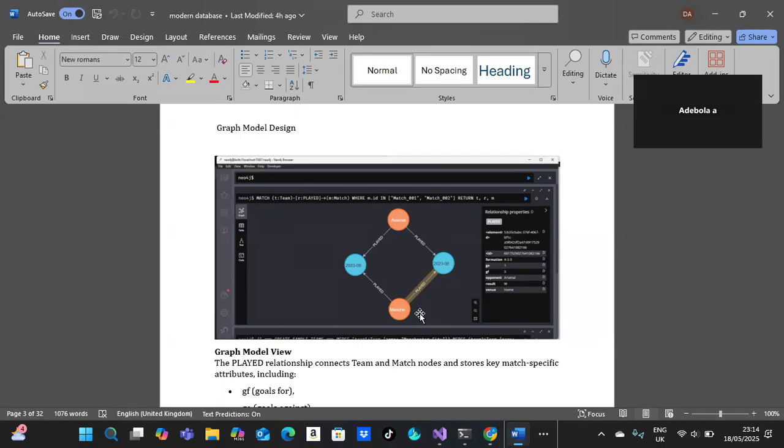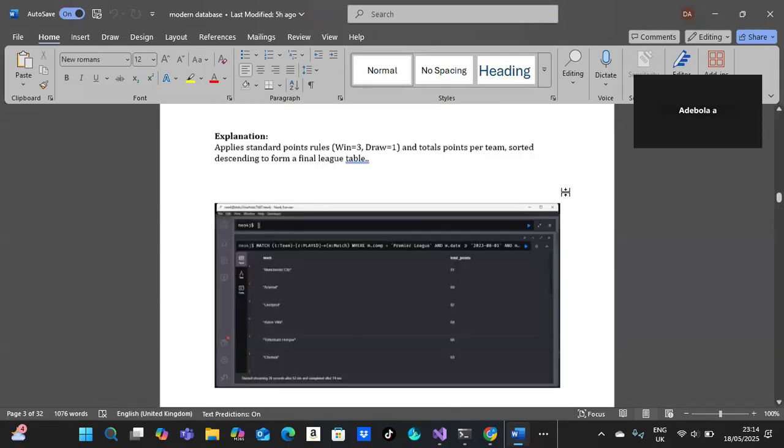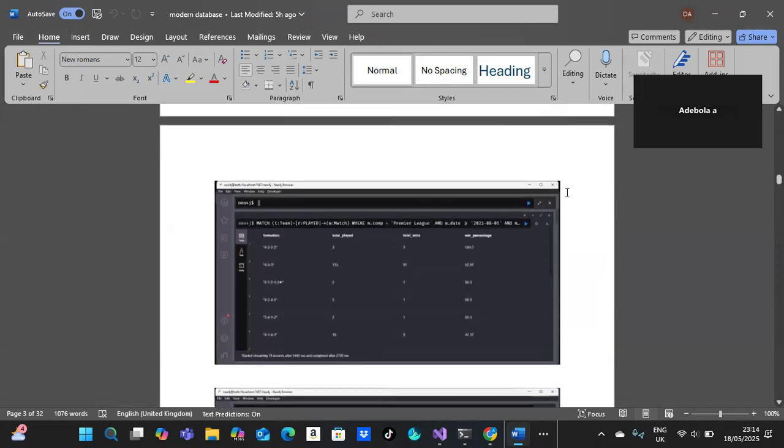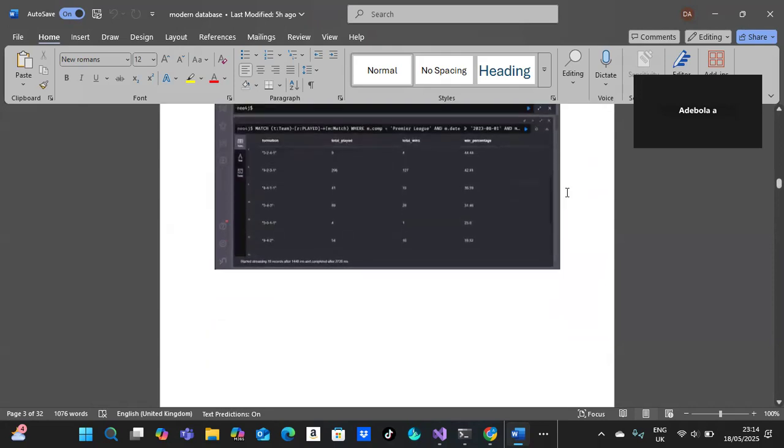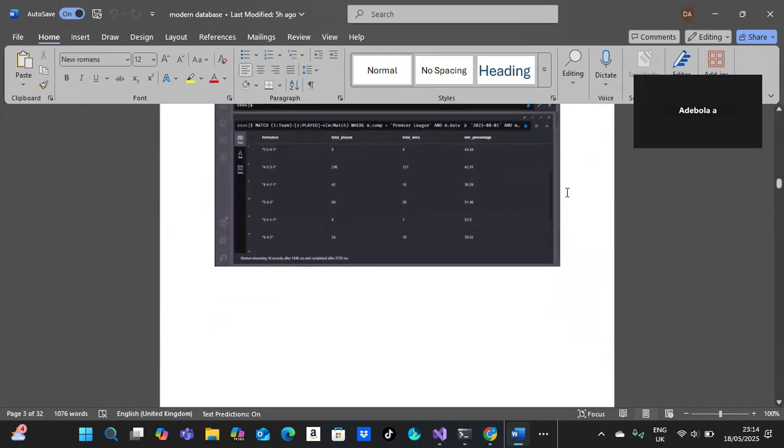And also I used Cypher to run queries, such as the number one question, the number two question, and so on, to run the queries to get the data.